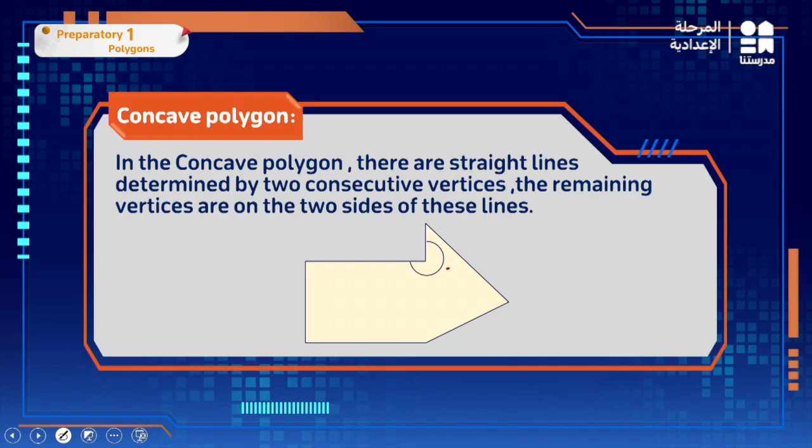Do you remember what 180 is called? Straight angle. More than 180 is called a reflex angle. So here this corner, or this angle, is more than 180, so it is called a reflex angle, and that is the meaning of concave. At least one angle is greater than 180, and that is the only difference between the concave polygon and the convex polygon.